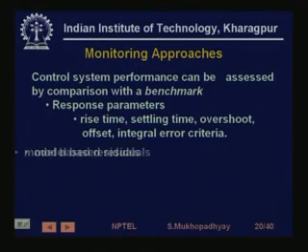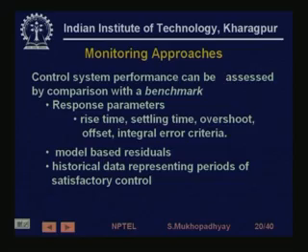You could have various kinds of benchmark. For example, you could have response parameters like rise time, settling time, overshoots, offsets, integral error criteria. All these could serve as benchmarks. If you have too high an overshoot, then you know that there is something wrong, and one of the reasons could be that the loop delay has increased for some reason. Maybe the sensor thermowell has accumulated some material. So, the sensor lag has increased, and therefore, you are getting too much overshoot because the overall loop phase has increased, right.